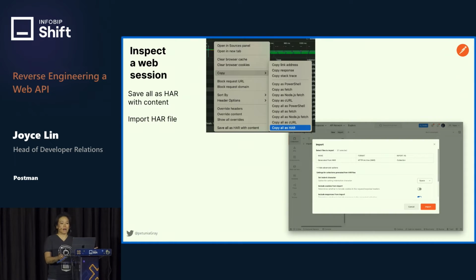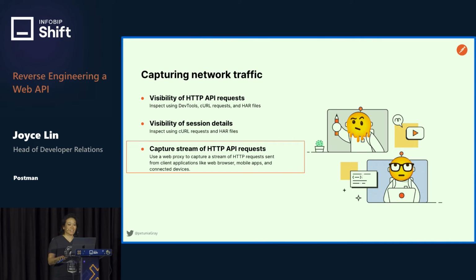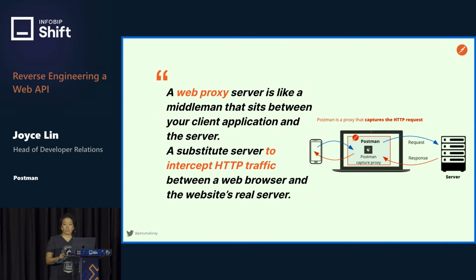Okay, so there's lots of options to export from DevTools and import into whatever your preferred API client is. So we looked at a single API request, we looked at an entire session, but what if I want to expand my view even more? Let's capture a real-time stream of API calls. And I'm talking about different sessions, multiple sessions coming in, multiple domains, and different devices. To do this, we can set up a web proxy, okay?